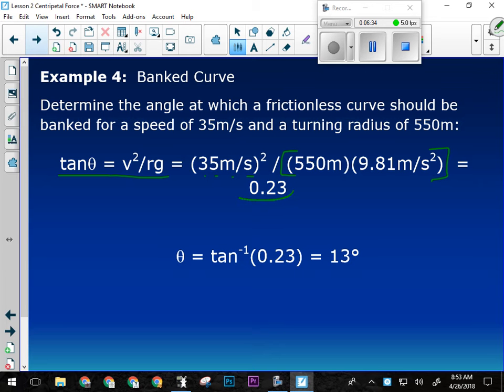When we do that, we get that the tan of the angle is 0.23. If we want theta, then we have to go inverse tan of that value, and we get that it would have to be banked at 13 degrees.